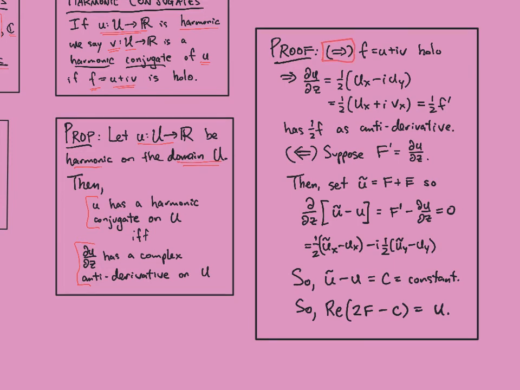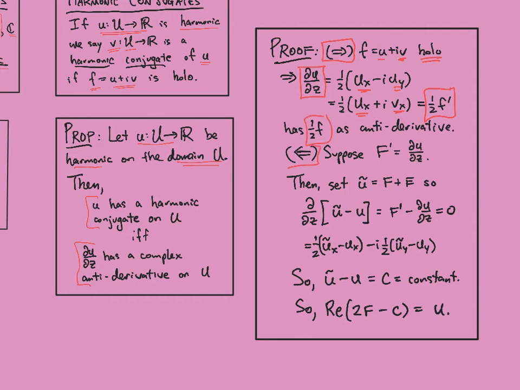For the forward direction, if u has a harmonic conjugate, then that means there's a v so that u plus iv is holomorphic. I can take the d/dz derivative here, and it comes out to be 1/2 (ux minus i uy). But by the Cauchy-Riemann equations, I can write it as ux plus i vx, and this is just 1/2 the complex derivative of f. And this has 1/2 f as an antiderivative, no big deal.